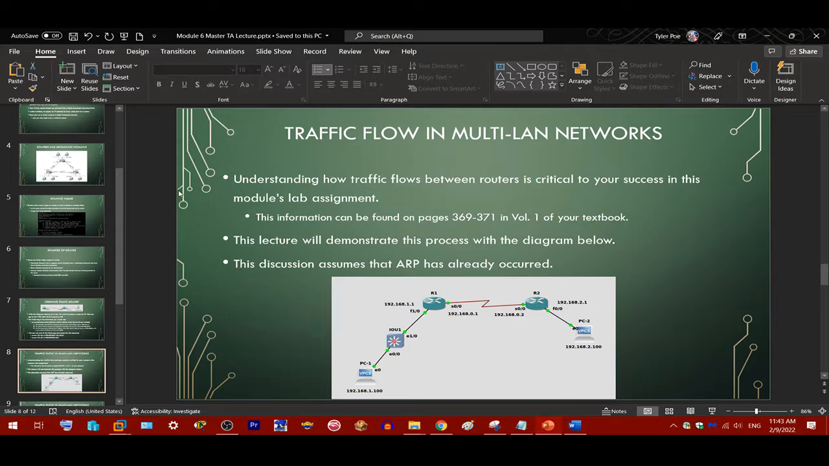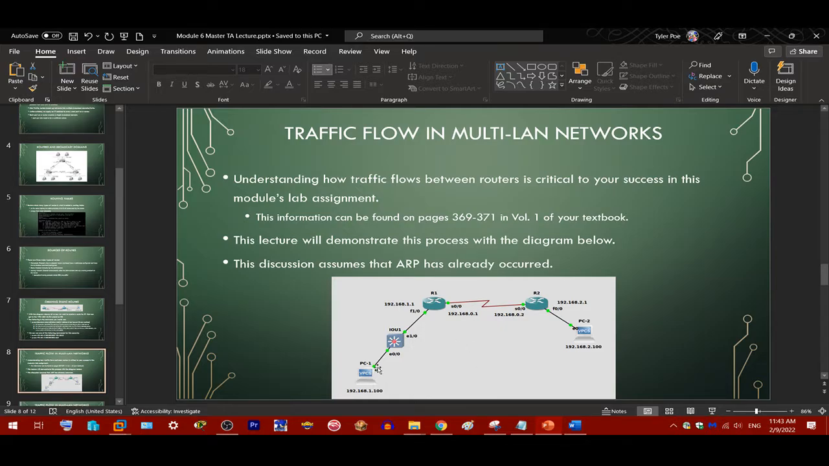So our final topic for today will be very important. It's the traffic flow in multi-LAN networks. Understanding how traffic flows between routers is critical to your success in this module's lab assignment, and is critical in general to understand. It's very important information. So this information can be found on pages 369 to 371 in Volume 1 of your textbook, but in this lecture, I'm going to demonstrate this process with the diagram below.